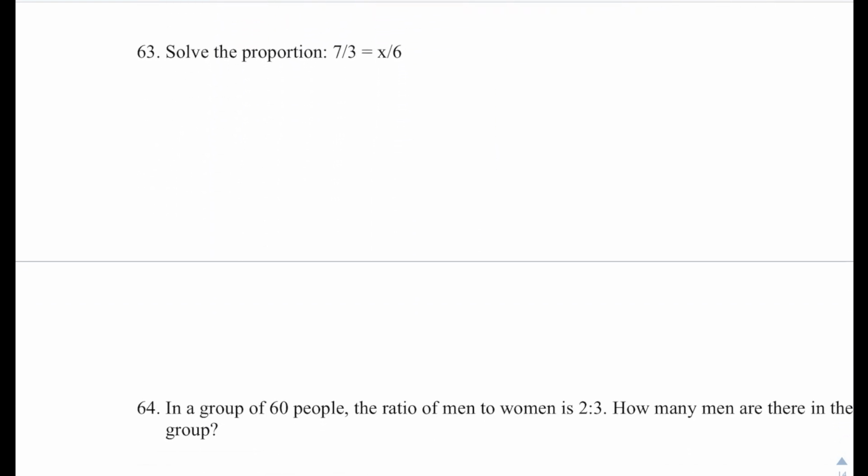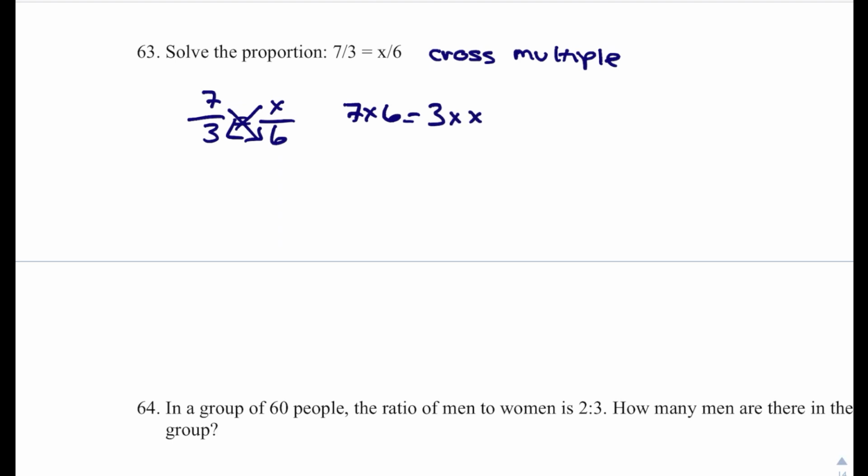Solve for the proportion 7 over 3 equals x over 6. So we need to cross multiply. So we're going to have 7 over 3 equals x over 6. And remember, we cross multiply. So we're going to have 7 times 6 equals 3 times x. This is going to change to 42 equals 3x. And we divide each side by 3 because we want to get x alone. And this will equal x equals 14.